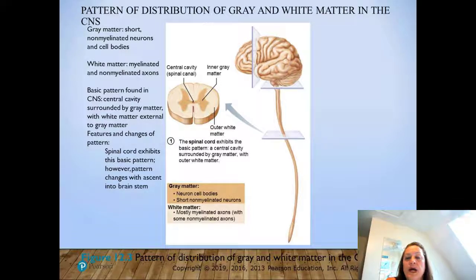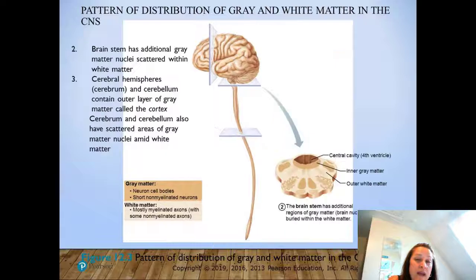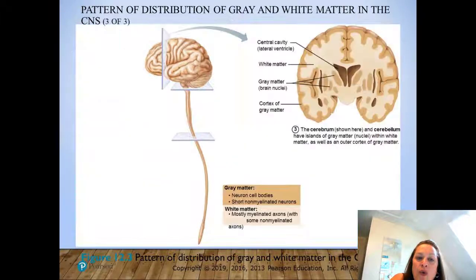If you see the cut through the spinal cord, we have a central cavity, inner gray matter, and then the white matter on the outside. And it's going to be a little bit different in the brain, because in the brain, we start getting additional gray matter. So notice here we have an inner gray matter. We have some other little groupings of gray matter along the brain stem. And when we get all the way up to the cortex, you'll notice it has a couple of brain nuclei, gray matter, and then an outer cortex of gray matter. So we have cell bodies in a couple of different places.